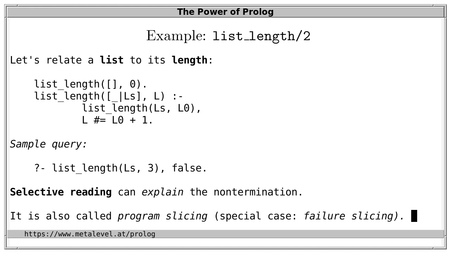And there are several forms of program slicing. For example, we could simply take away one of the goals and therefore make the program more general.